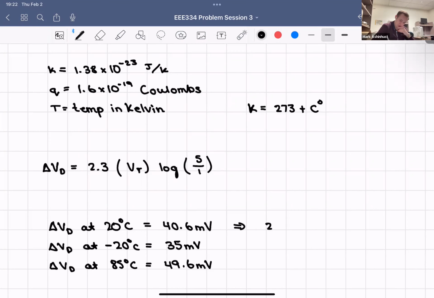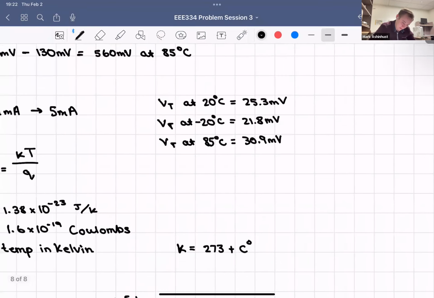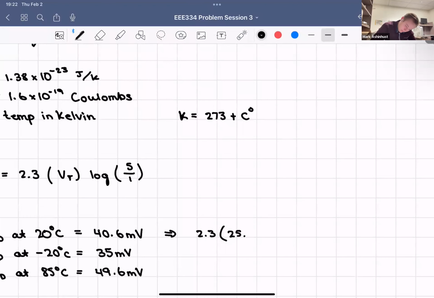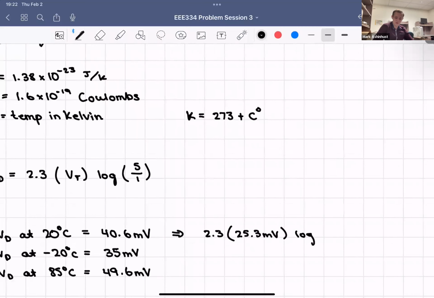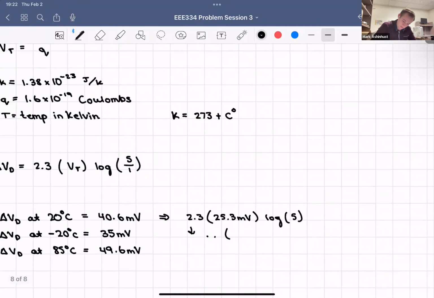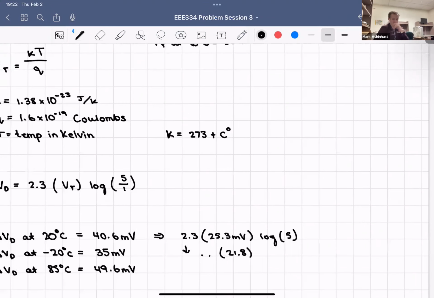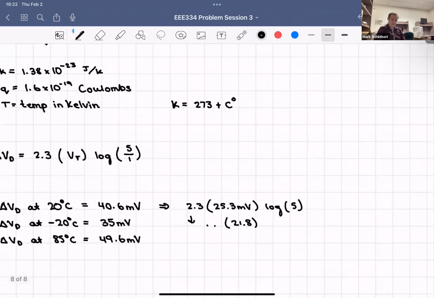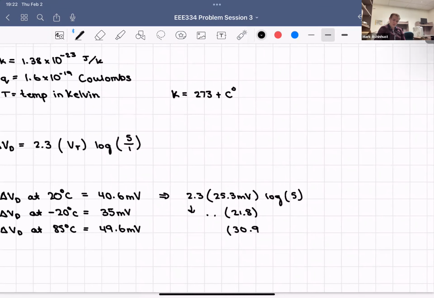Looking at that, just quickly, we'd have 2.3 times, at 20 degrees, 25.3 millivolts, and then that would be times log of 5. And this would be the same for all of these, except that 25.3 would change to a 21.8, and then the same here with a 30.9 for 85 degrees Celsius. So that would be the answer. That's what would change there if that current was increased.